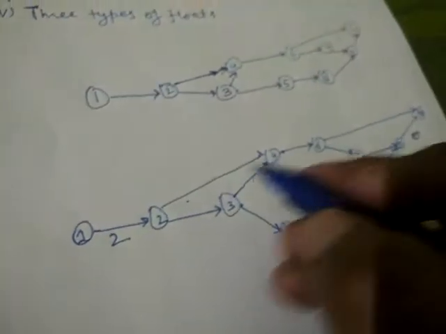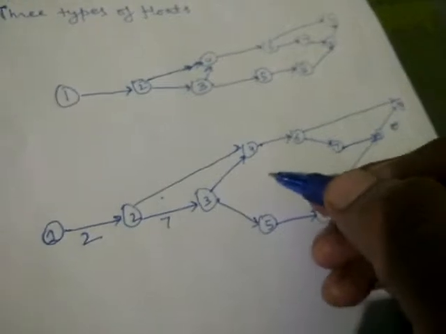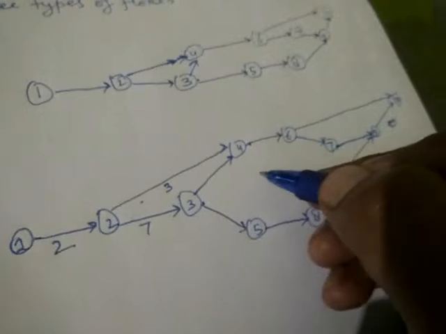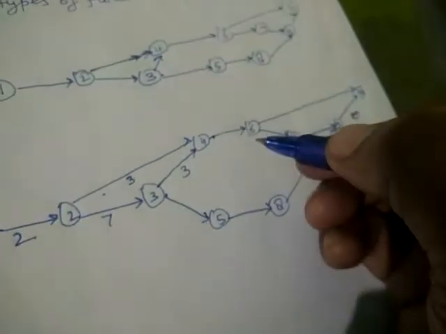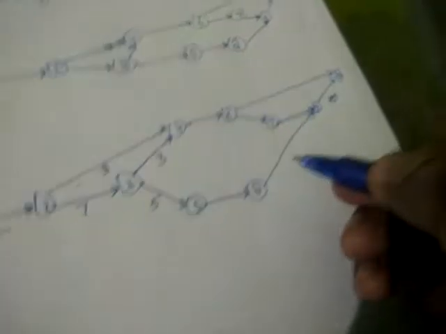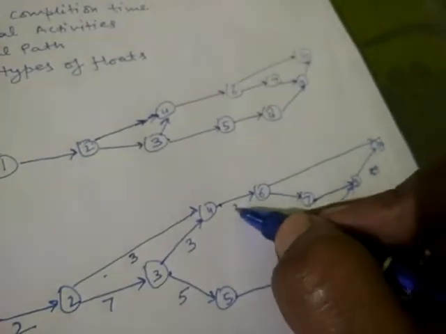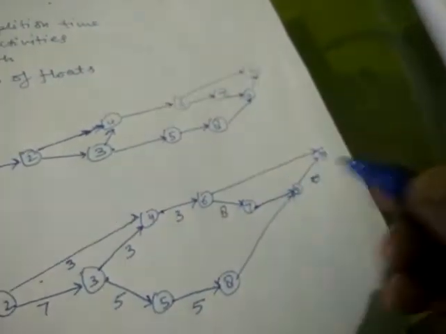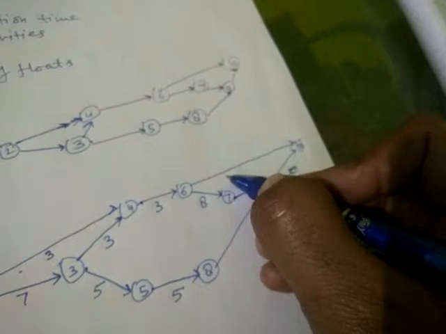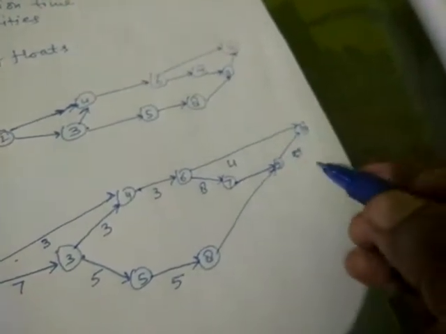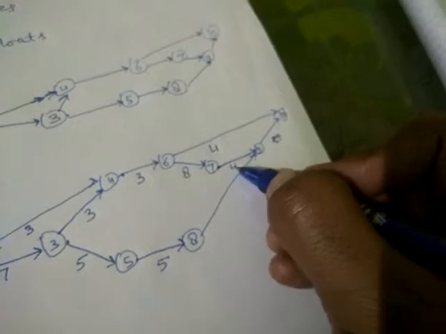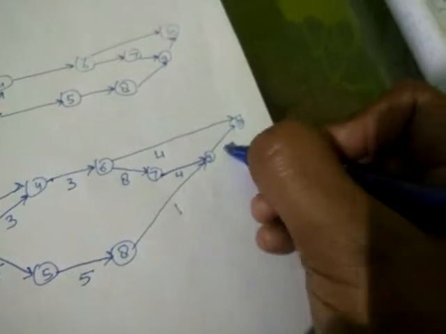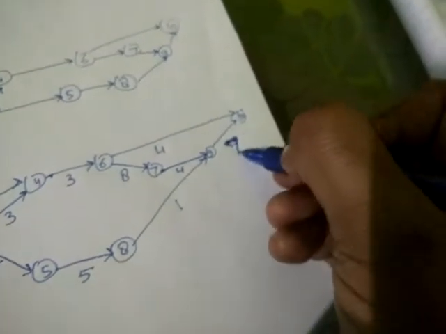Here 1 to 2 is 2, 2 to 3 is 7, 2 to 4 is 3, then 3 to 4 is 3, then 3 to 5 is 5, then 4 to 6 is 3, then 5 to 8 is 5, then 6 to 7 is 8, then 6 to 10 is 4, then 7 to 9 is again 4, then 8 to 9 is 1, and 9 to 10 is 7. It had been cut off a little, so we wrote it like this, 7.